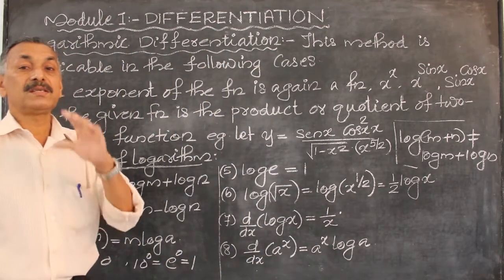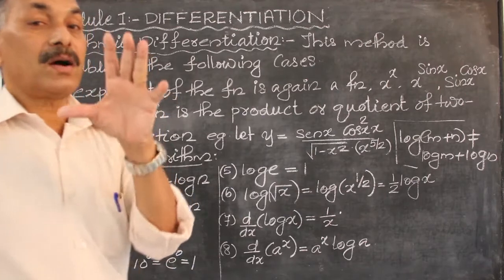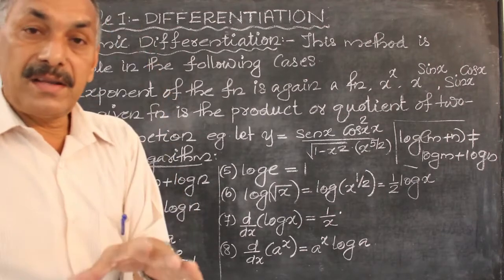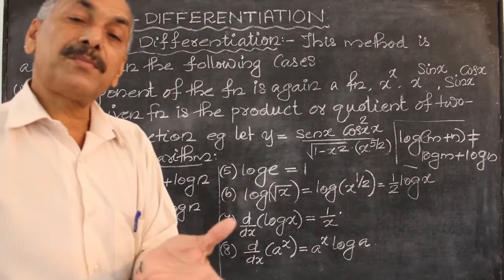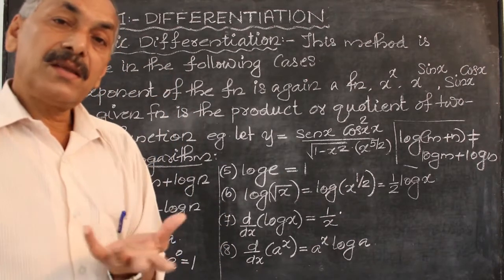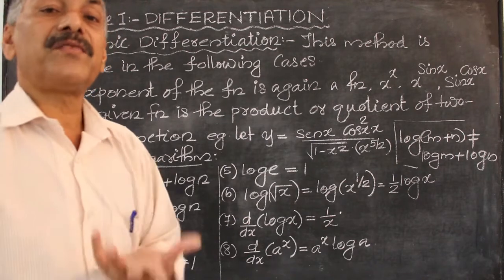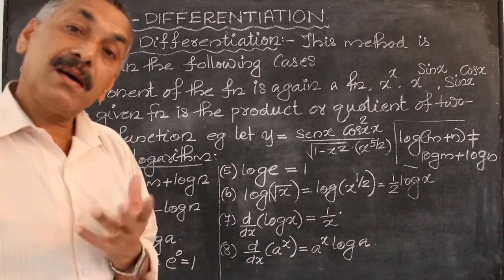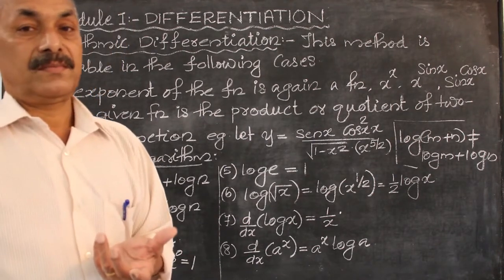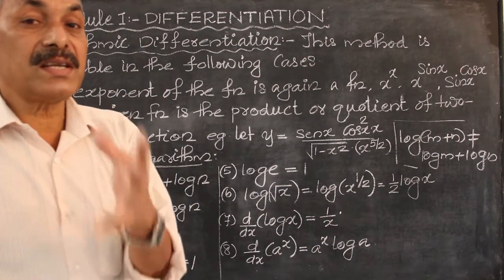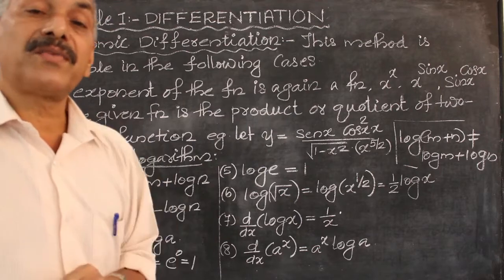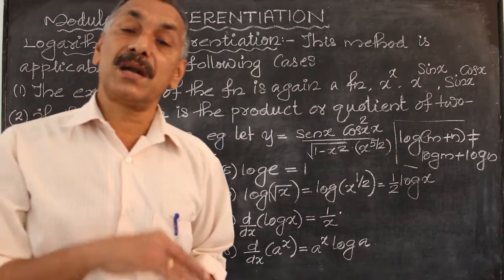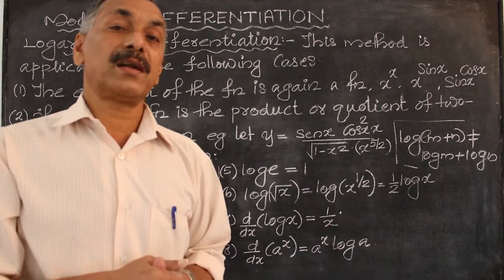Second, this is logarithmic differentiation. Logarithmic differentiation is a method to find the derivative of a function where we consider the logarithm and apply the properties of the logarithm. Then, using the properties of the logarithm, we find the derivative. That method is logarithmic differentiation. Second, let us see where logarithmic differentiation is applicable.